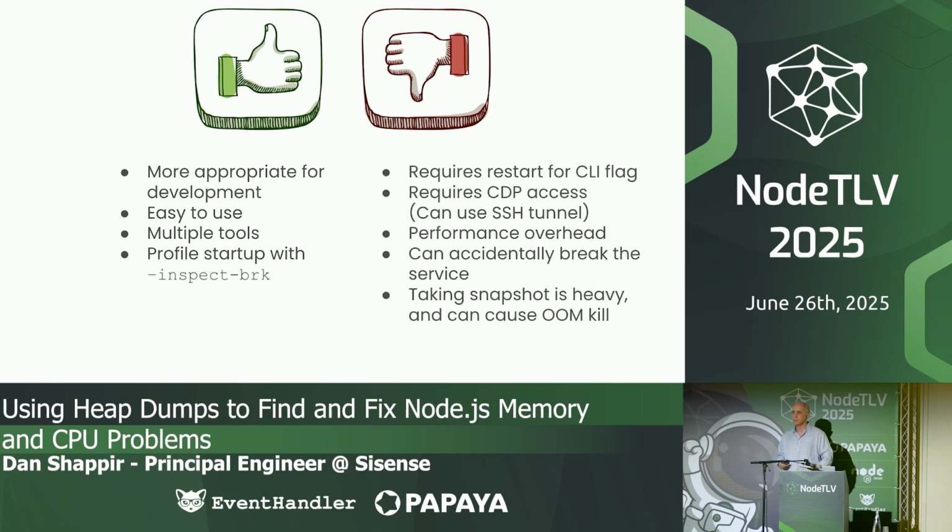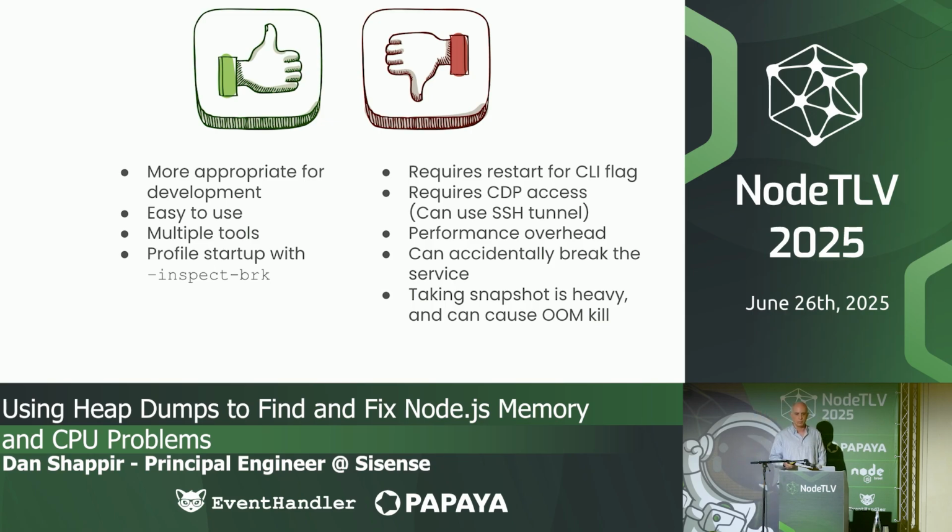But there are also several significant downsides to this approach. First of all, you need the appropriate CLI command line switches in order to enable debugging. If you don't have them, you'll need to stop the process, put in the flags, and then you've lost everything that you had in that instance.